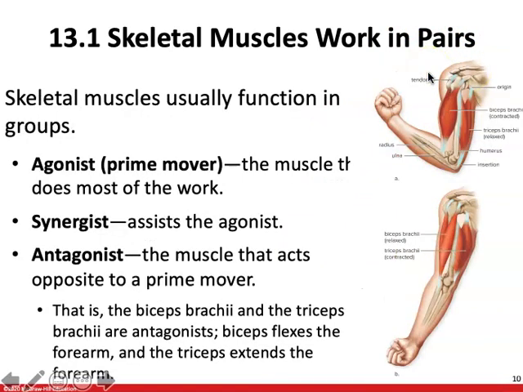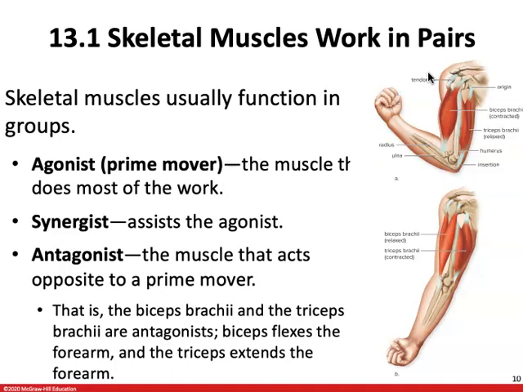So skeletal muscles are going to typically function in pairs. They aren't usually found singly, but they're going to be found functioning in pairs. One will be known as the agonist, the prime mover. This is the muscle that does most of the work. Synergists are going to help move that muscle. They're going to aid in that movement. And the antagonist is going to be the muscle that acts opposite to the prime mover.